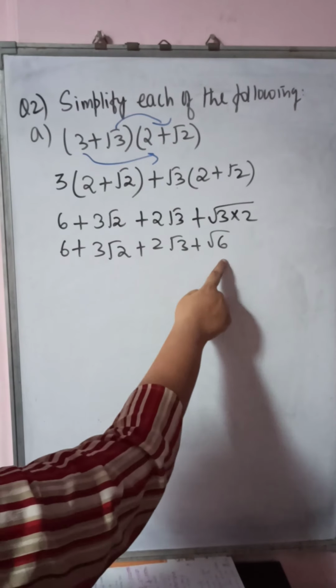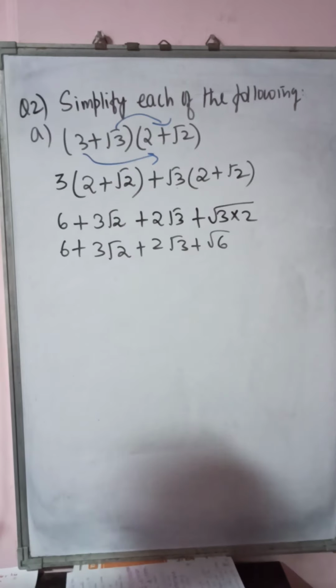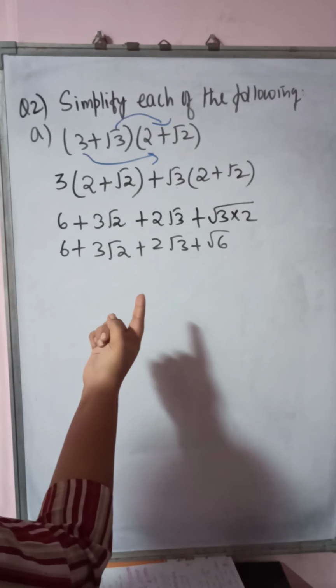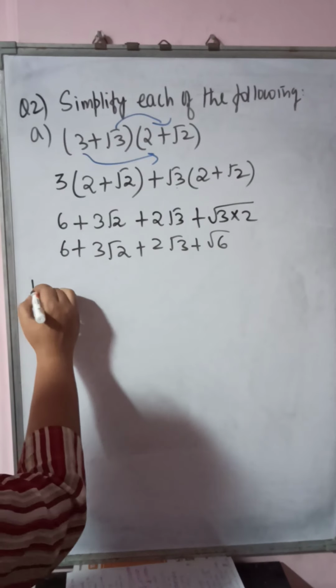Similarly, 6 and root 6 are different. This is rational, this is irrational, so they cannot be added. Here both are irrational, but to perform addition or subtraction, the number inside the root should be the same. Okay. Now B part.